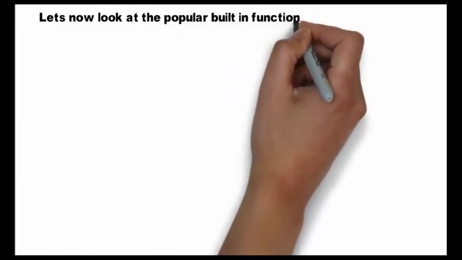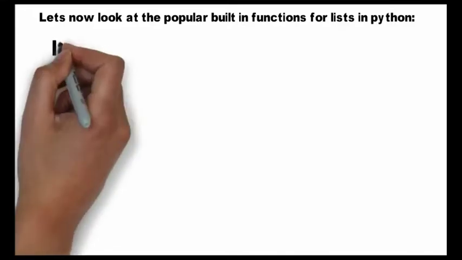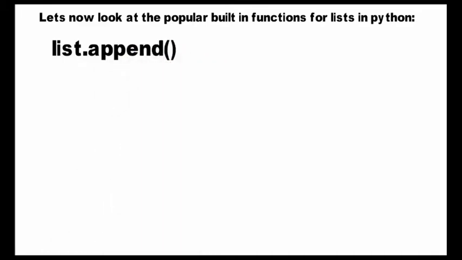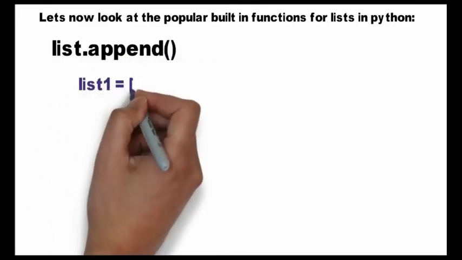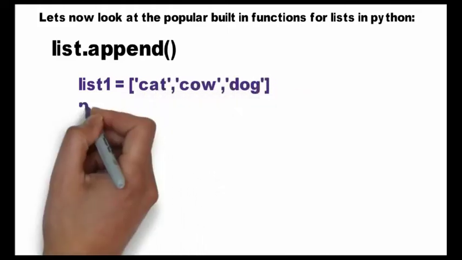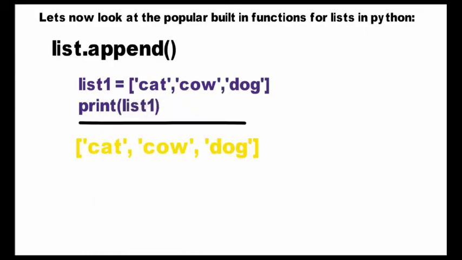Let's now look at the popular built-in functions for lists in Python. The list.append method is used to append a single element at the end of the list. Let's declare a list with 3 items: cat, cow and dog. Let us append an item to our list using the append method.